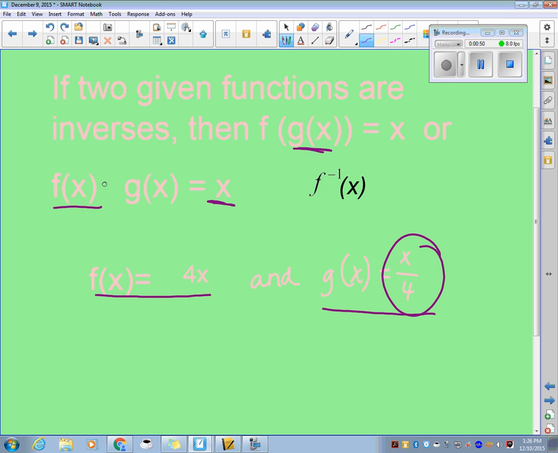and I'm going to simplify it. So 4 times the new x, which is x over 4. And I'm going to simplify that. So when I simplify that, 4x over 4 is indeed equal to x. So these two functions are inverses. So I could say, I don't want to make a big deal about this, the inverse of f is equal to g.